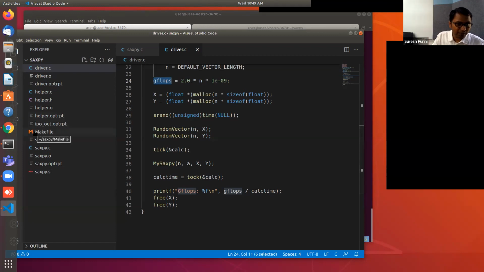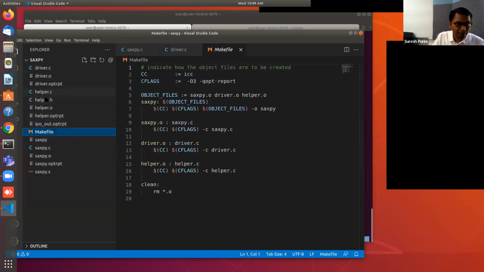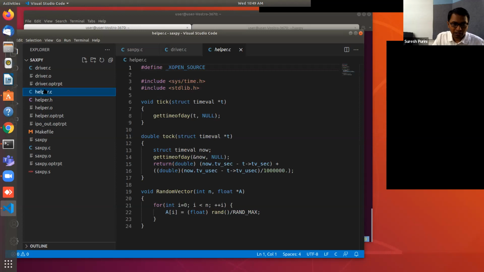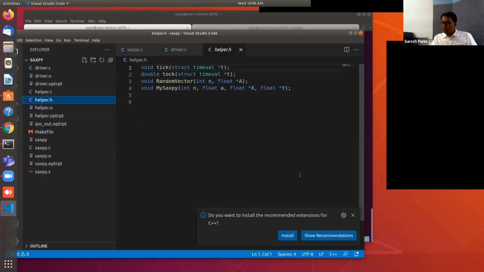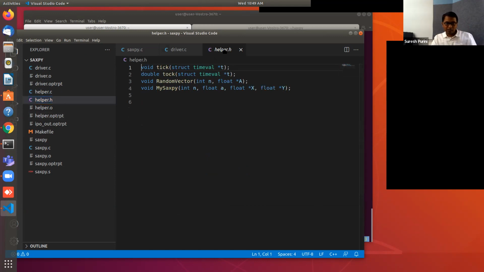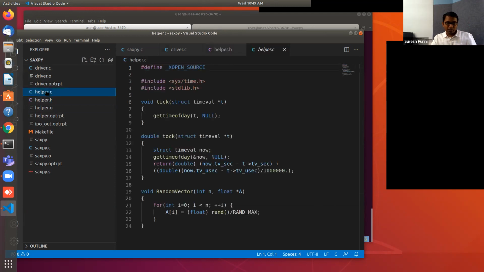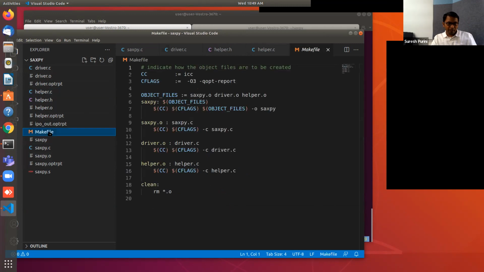Let's take a look at the make file and helper.c. This is the code for tick and tock and random vector. And then there is helper.h, where all the header file signatures are present. Helper.c, and then the make file. So this is our make file.